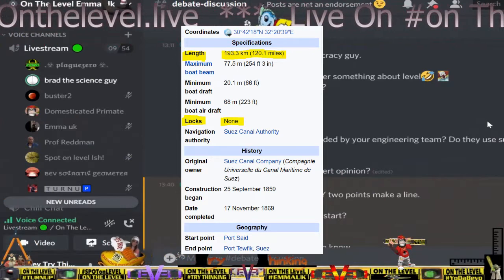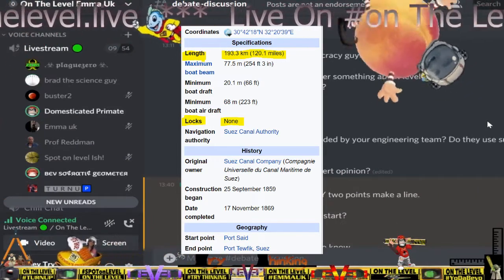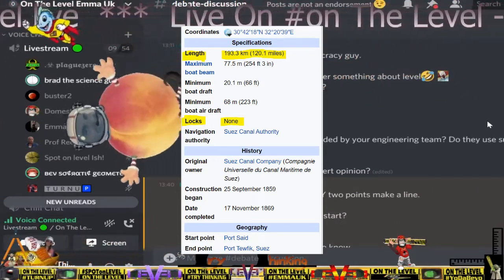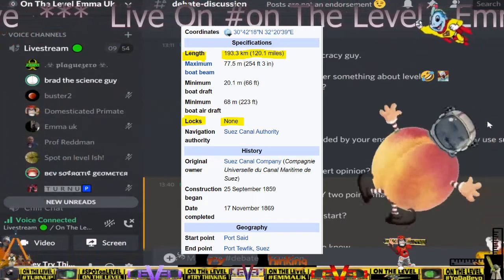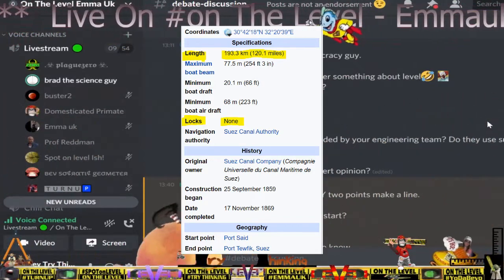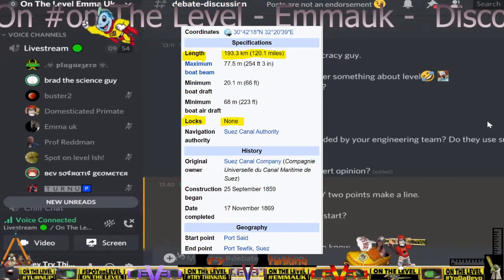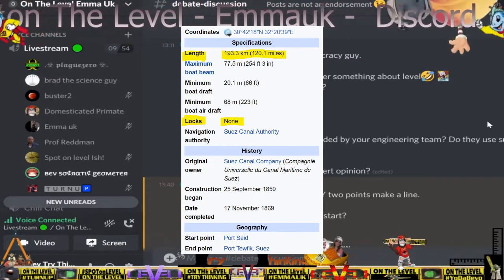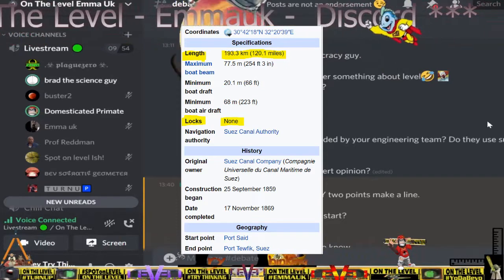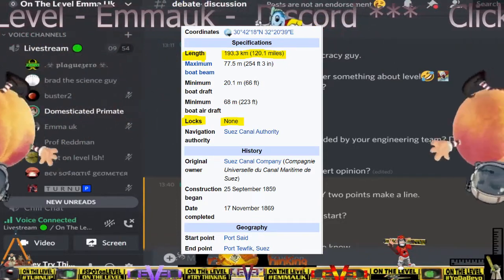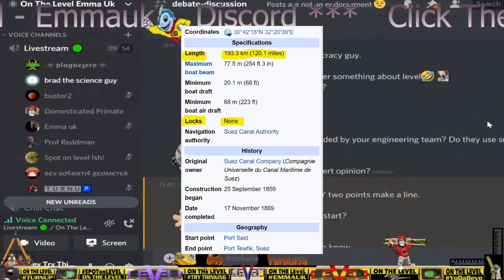I think that has locks in it, doesn't it? No, not the Suez Canal. Not the Suez Canal? Panama does. Okay. I can't tell you about the Suez. Is it like 20 miles? I really don't know. 100, I think 120 miles maybe. It's 117 or something. Yeah, something like that. I'll have to look into the Suez Canal.